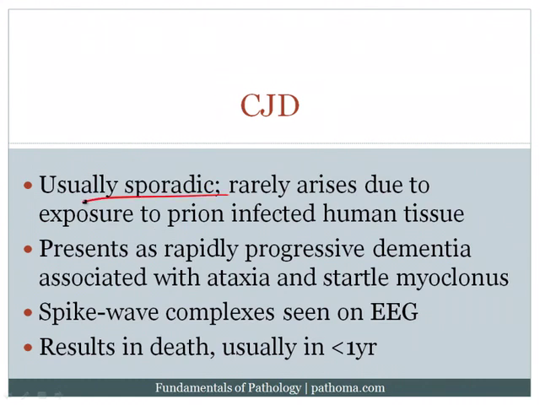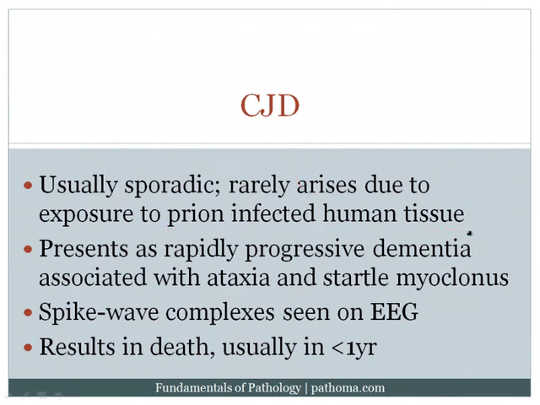The most common form of spongiform encephalopathy is CJD. This is usually sporadic, which means that it occurs via sporadic conversion of the alpha form to the beta-pleated sheet. However, it can rarely arise due to exposure to prion-infected human tissue. The classic historical examples would be human growth hormone, which could have been derived from a patient who has, for example, the beta protein, and that beta protein then gets put into another patient, or a corneal transplant, where the cornea is given from one patient who has the beta protein to another normal patient. And this could potentially, although rarely, result in CJD.